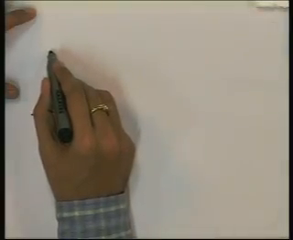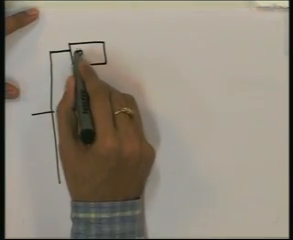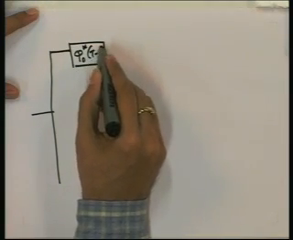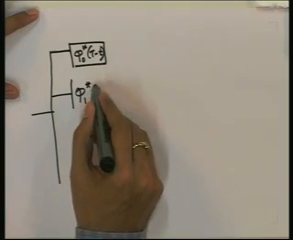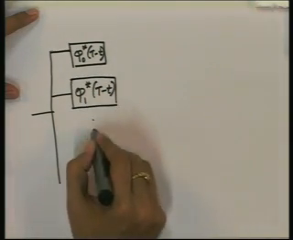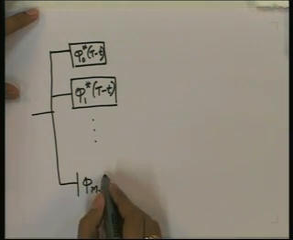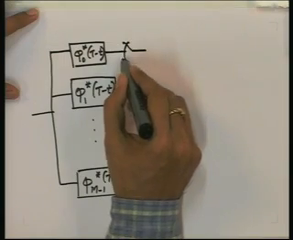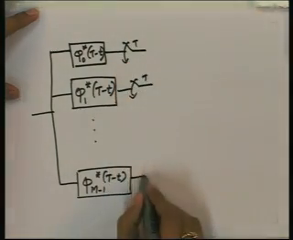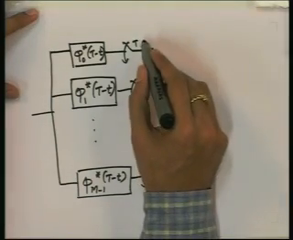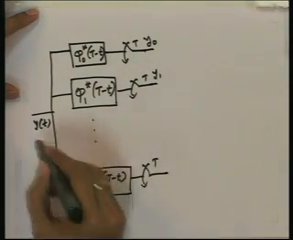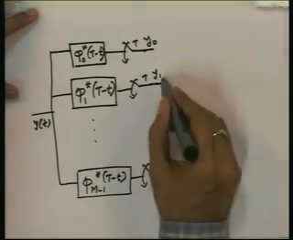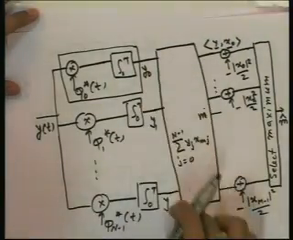So, we can implement that operation in the following way. Instead of multiplying by phi_i*(t) and then integrating, we can pass it through this filter phi_0*(T minus t), phi_1*(T minus t), and then we sample it at T. Then here again we have got y_0, y_1, y_{M-1}. Then we do the same things as we did here.